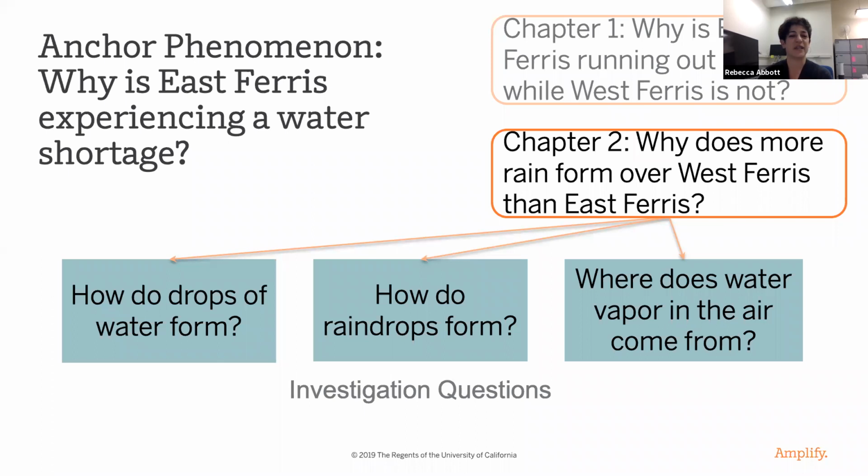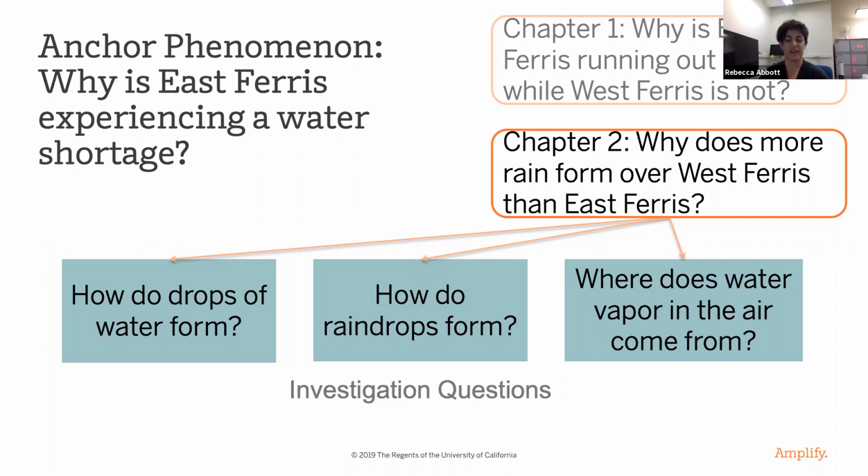So just like we broke the big unit question into smaller questions, here we are now breaking a second question, a chapter question, into smaller questions, which once we figure out will help us answer that chapter question. We call these investigation questions, and it's part of figuring out why there's more rain over West Ferris than East Ferris. And you can see the 3 questions: how do drops of water form, how do raindrops form, and where does this water vapor in the air come from? Now, while these 3 questions are a roadmap for instruction that the teachers might know, we do not show all these investigation questions to the students at once.